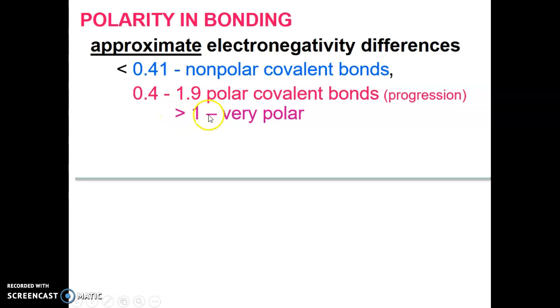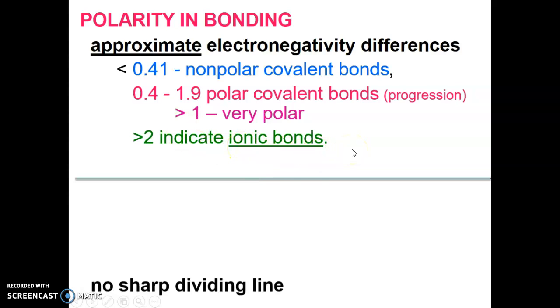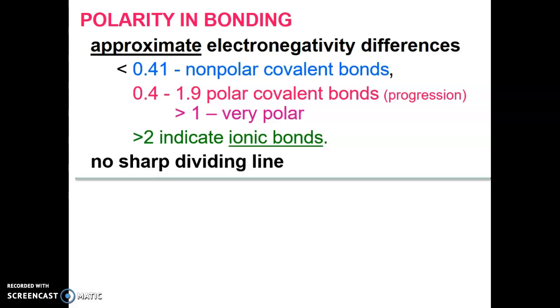Anything greater than a difference of 1, so like if it was 2 minus 1, which gives you 1, that is considered a very polar bond. And then anything 2 or greater, that's considered an ionic bond. Okay, there's no sharp dividing line for this. It's just an approximate guideline for this.